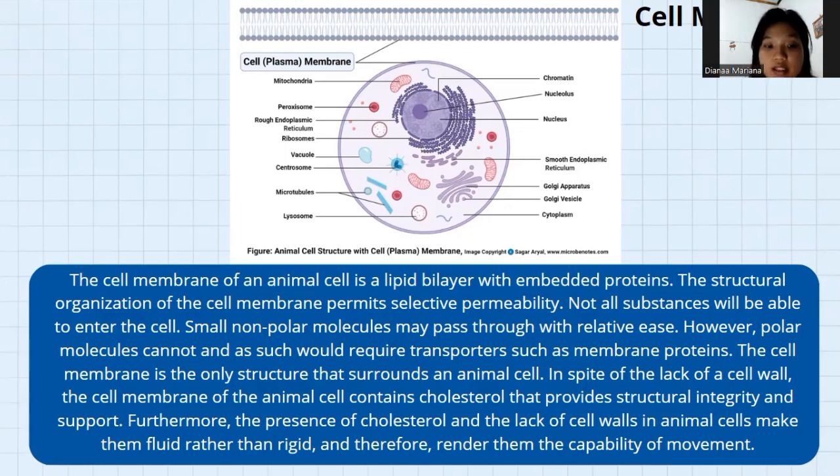The cell membrane is the only structure that surrounds an animal cell, in spite of the lack of a cell wall. The cell membrane of the animal cell contains cholesterol that provides structural integrity and support. Furthermore, the presence of cholesterol and the lack of cell walls in animal cells make them fluid rather than rigid and therefore render them the capability of movement.